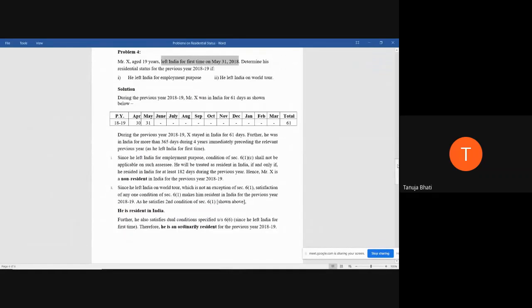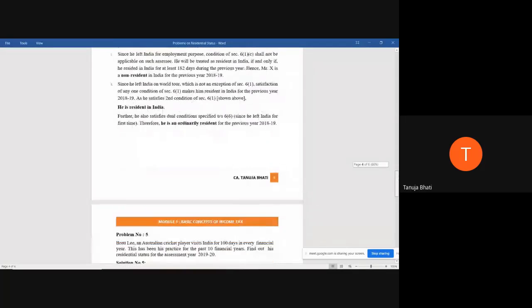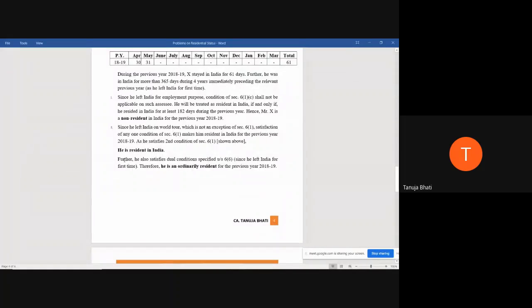Therefore he's fulfilling both the additional conditions. So let us see further. He also satisfies the additional conditions that are specified under section 6 subsection 6, since he left India for the first time. No need to even explain it, so obviously he is satisfying both the additional conditions. Therefore he is a resident and ordinarily resident. Don't write ordinary resident, you have to write ordinarily resident for the previous year 1819.